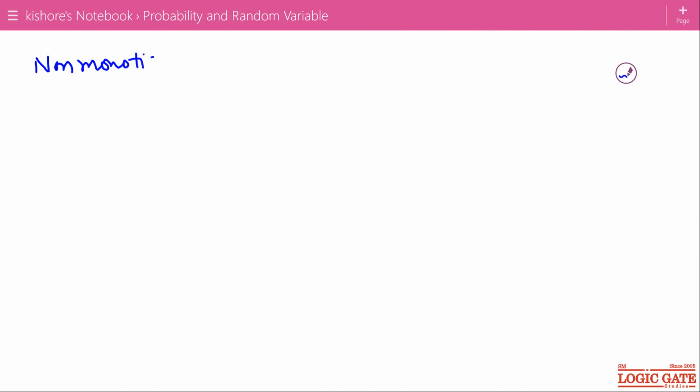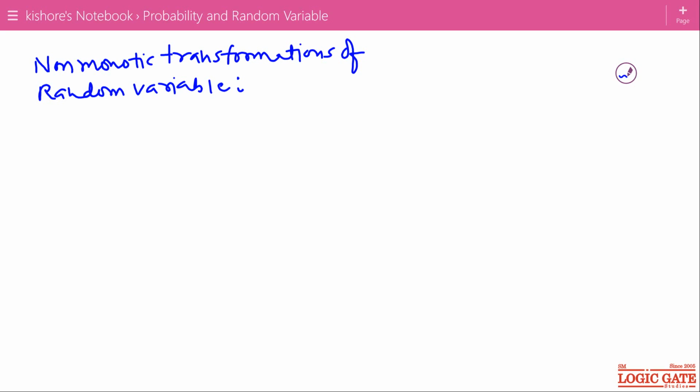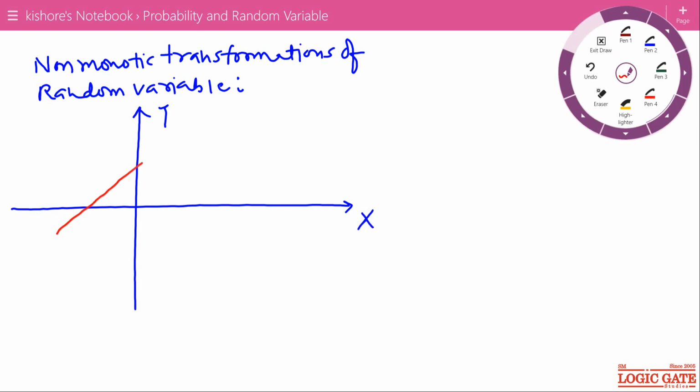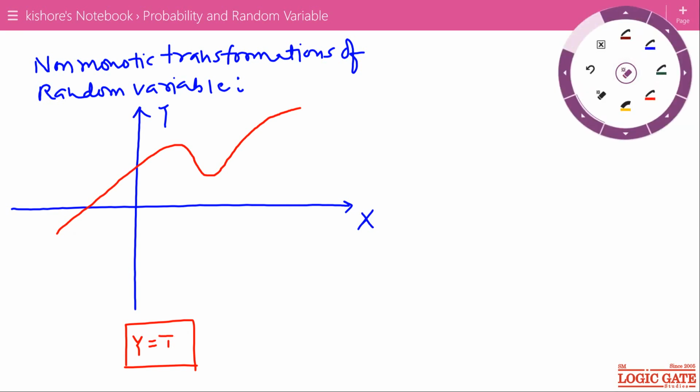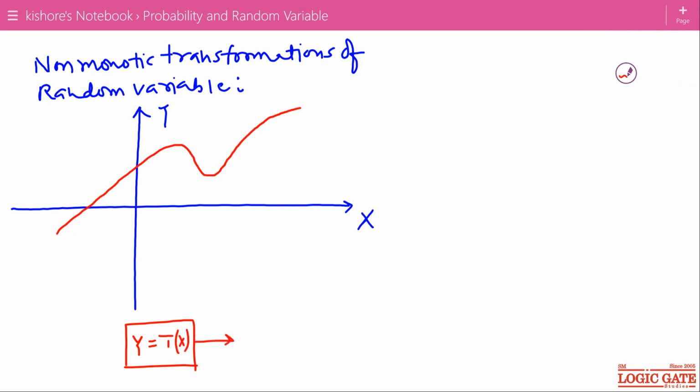Non-monotonic transformations of a random variable. I'll show you one transformation which is non-monotonic. Y is g of X. X is the input random variable, Y is the output random variable.